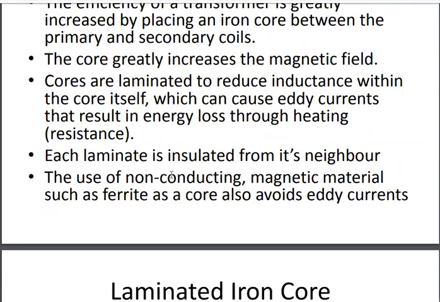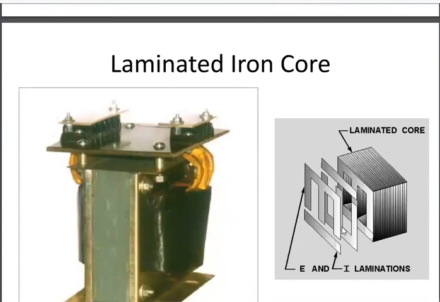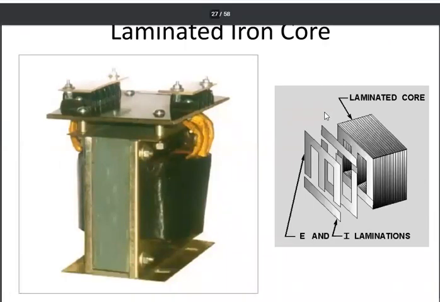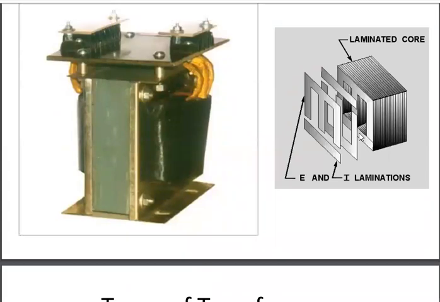Each laminated plate is insulated from its neighboring one, and the use of non-conducting magnetic material such as ferrite as a core also avoids eddy currents. Now try to understand. You see here, these are very thin iron plates, laminated iron cores, and when these plates are arranged coaxially and symmetrically, you will get a solid frame. You see here in this figure.